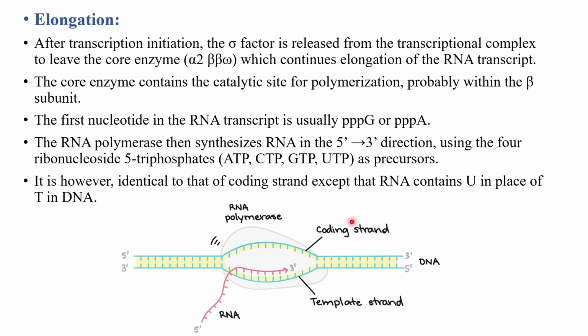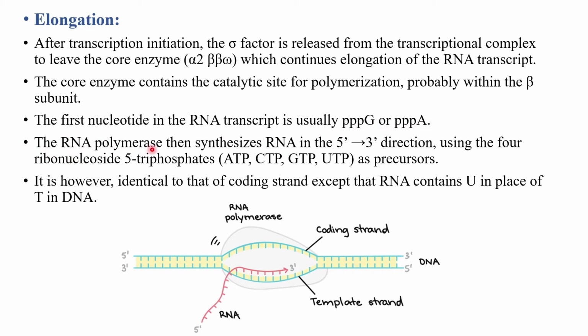Now elongation. After transcription initiation, the sigma factor is released from the transcriptional complex to leave the core enzyme, also called RNA polymerase, which continues elongation of the RNA transcript. The core enzyme contains a catalytic site for polymerization, probably within the beta subunit. The first nucleotide in the RNA transcript is usually 3PG or 3PA.